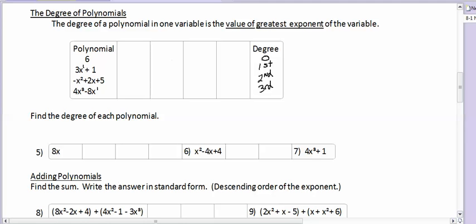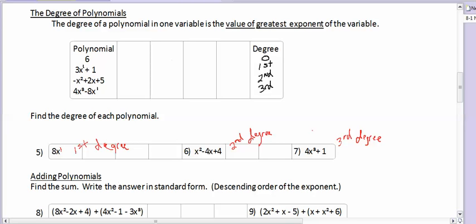I'm going to change my color because I'm going to write some answers here. 8x, this is an invisible 1, so this is a first degree. It's a first degree, and it's a linear monomial. Okay, the next one, the degree is 2. It's a second degree. And a second degree is called a quadratic trinomial because there's 3 terms there. And this one, there's a 3, so this is a third degree. So first degree, second degree, and third degree.